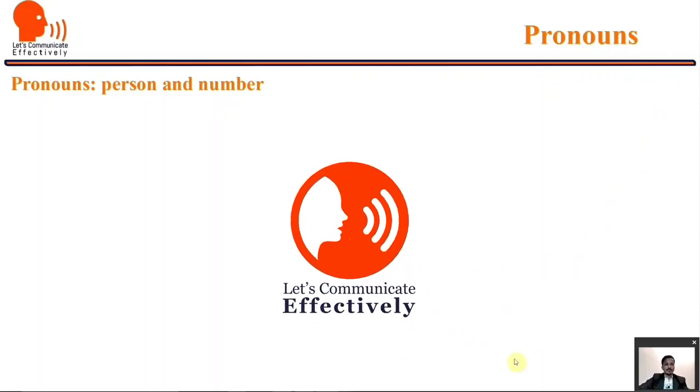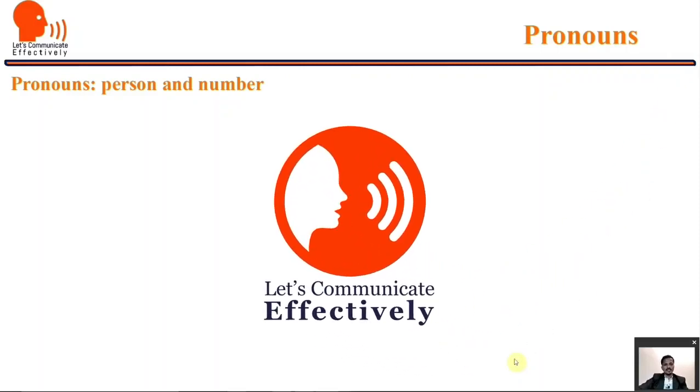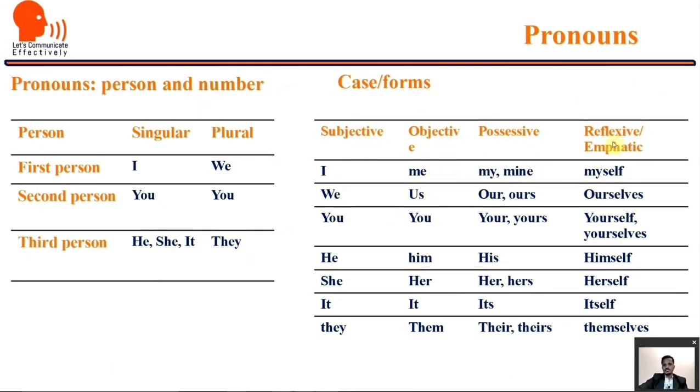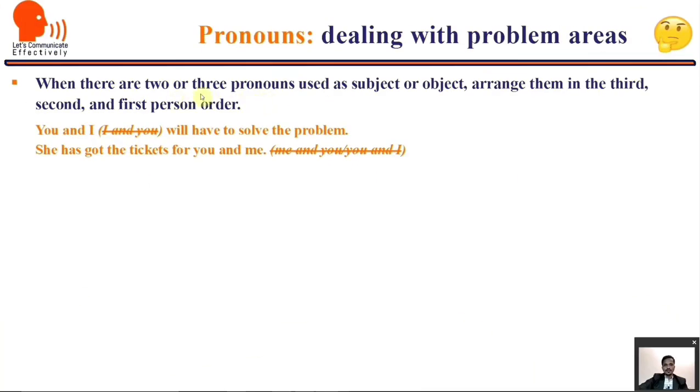When we are talking about pronouns, a very important part is person, number and case: subjective, objective, possessive and reflexive. When there are two or three pronouns used as a subject or object, arrange them first third person, then second person and then first person. That's why it is second person you and then I, not I and you.